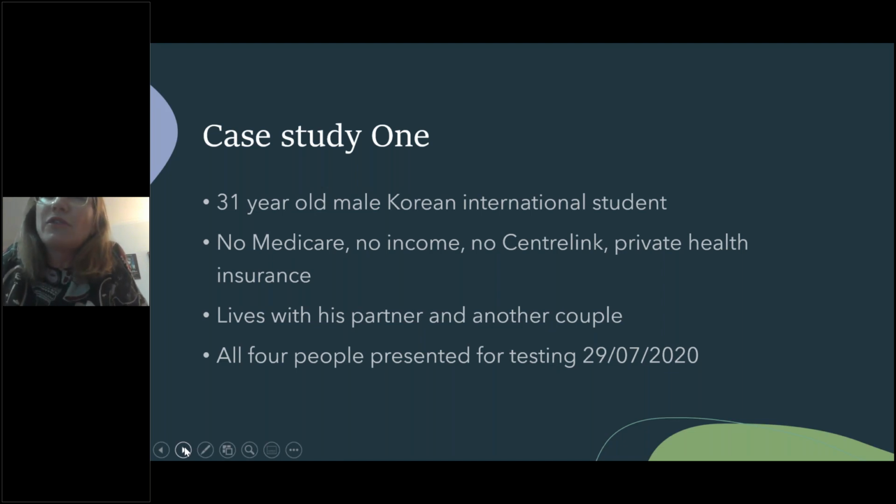So, the first case is a 31-year-old Korean international student. He had no Medicare, no income, no Centrelink. He's got private health insurance, but no money coming in. He lives with his partner and another couple, and all four of these people presented for testing on the 29th of July.